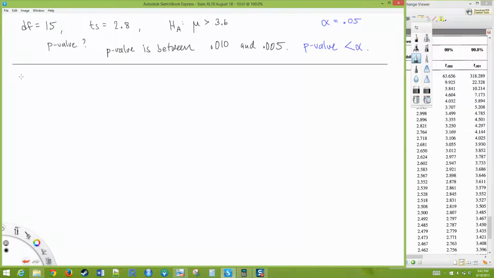All right, let's try another one. Okay, let's say degrees of freedom is 21. Your test statistic is negative 1.6. Your alternative hypothesis is that mu is greater than 15.0. Okay, what is our p-value?